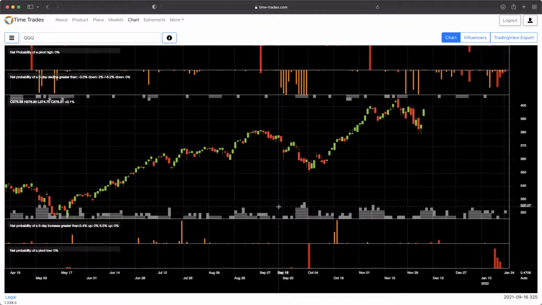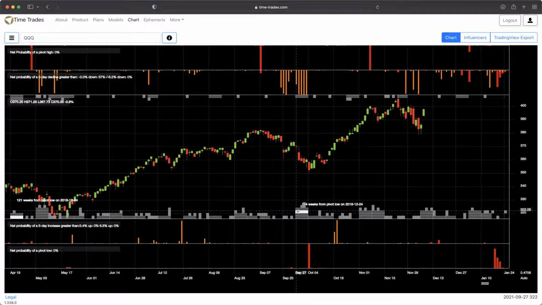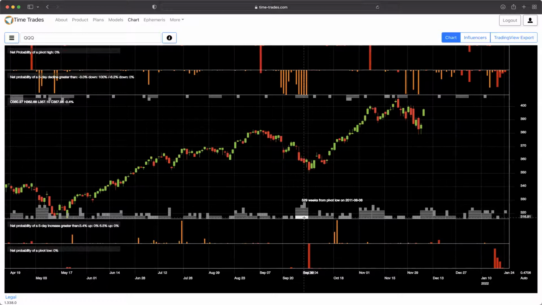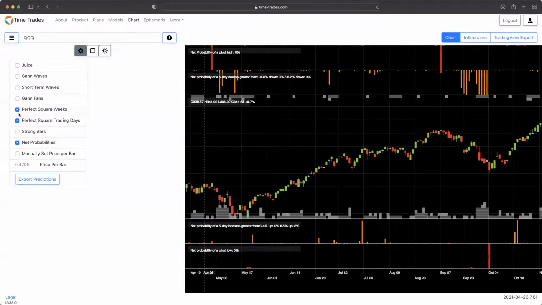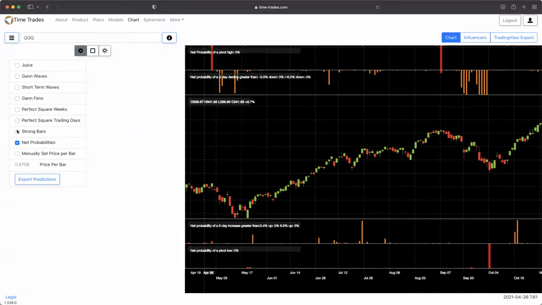The machine learning uses this information to help make its forecast, but I also surface this information to you, the user, so that you can be aware of these pivots, and you can play around with this feature and see if there's some echoes of prior price changes that you would like to see if there's anything coming up in the near future. So some of these can be very old. For example, this one I'm mousing over right now is 529 weeks from a pivot low in August of 2011. Okay, so that is perfect square weeks and perfect square trading days.